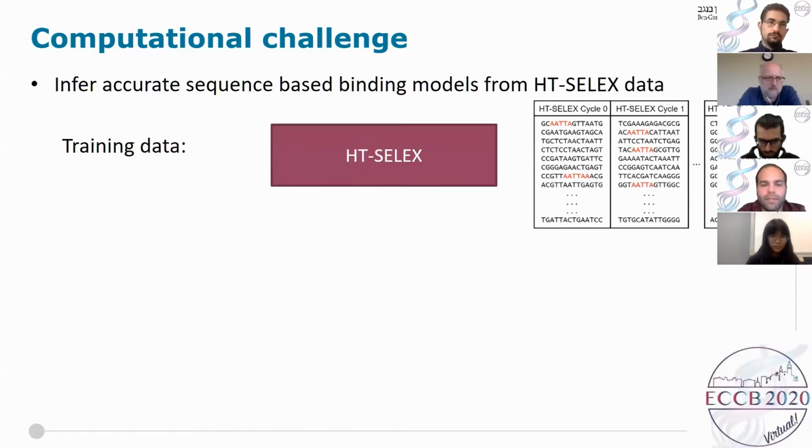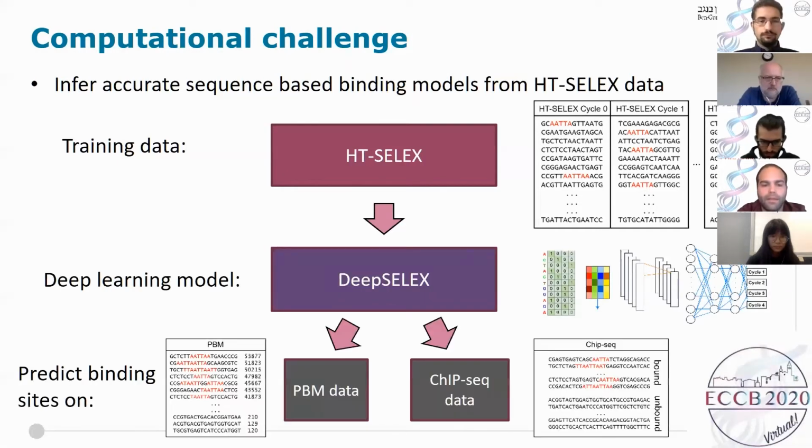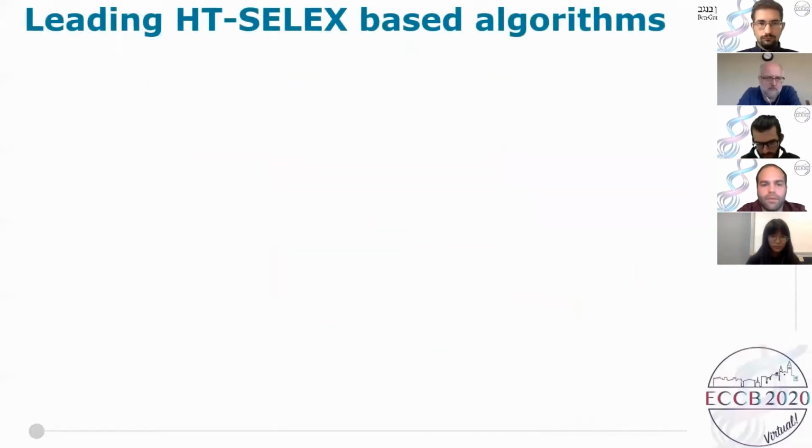So the problem starts with the training data, which is HT-SELEX. This is the input to the deep learning model, which is the DeepSELEX model. DeepSELEX needs to predict binding sites that it learned from HT-SELEX data on 2 different data types. The first one is the PBM data, which is an in vitro technology. And the second one is the ChIP-seq data, which is an in vivo technology. So let's understand what DeepSELEX is all about.